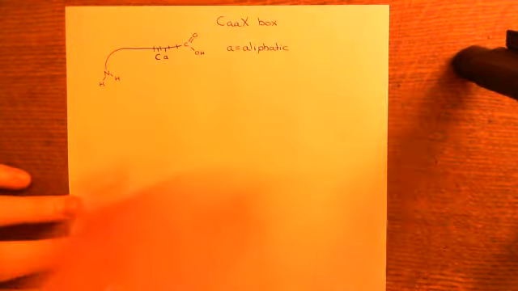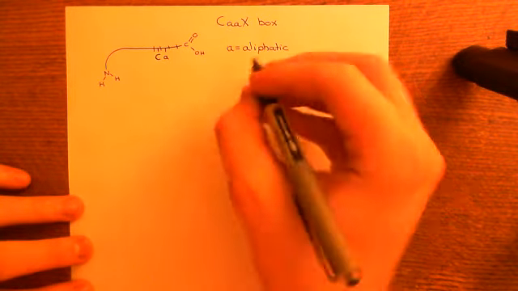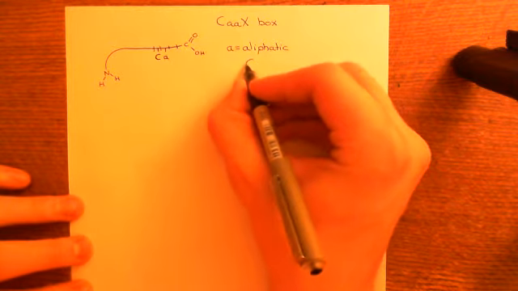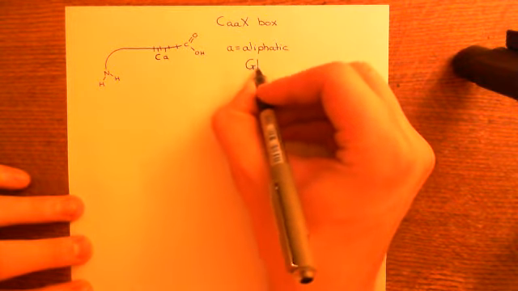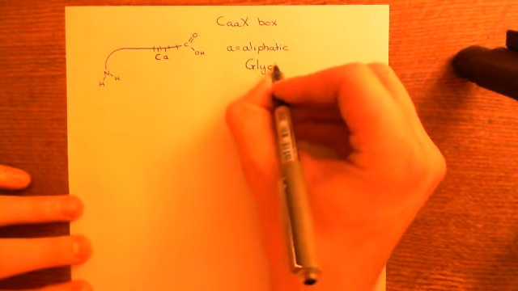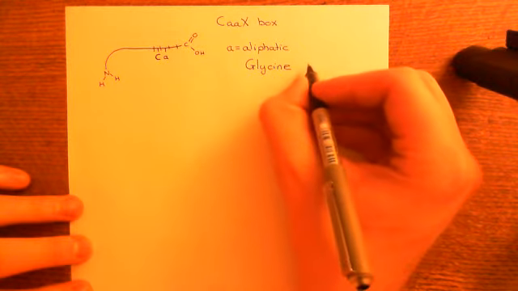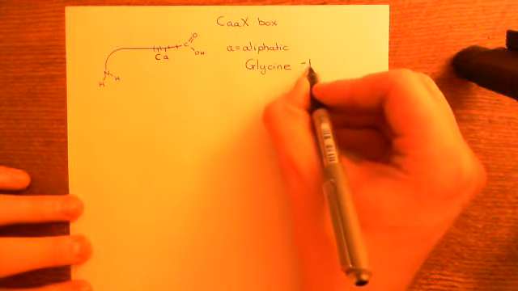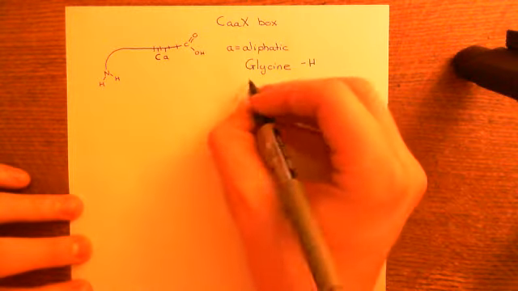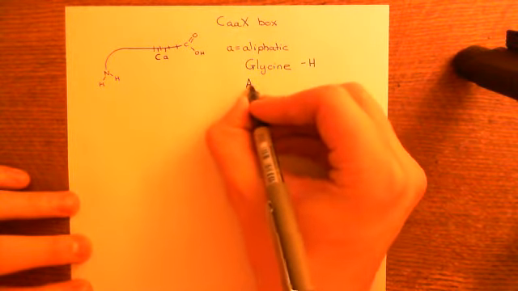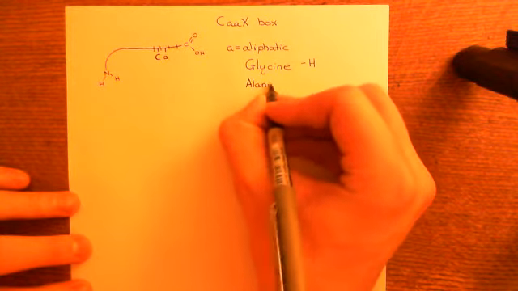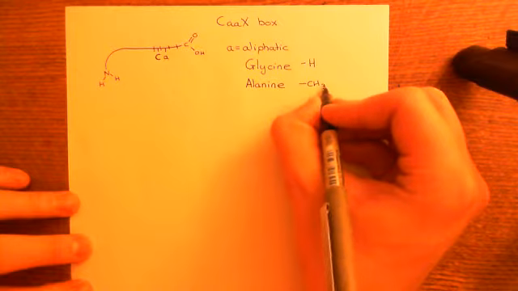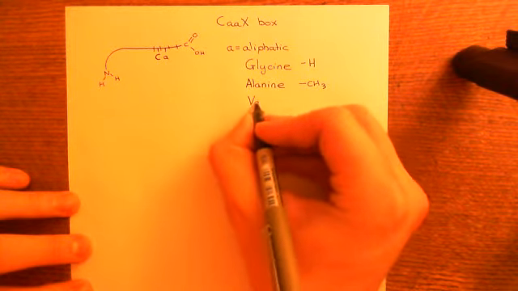Let me give you some examples of aliphatic amino acids. Now, I won't draw out the full amino acid structures, I'll just draw out their R groups, so the variable portion. Glycine is an aliphatic amino acid. It's ridiculously simple, but it is an aliphatic amino acid. Its R group is just a hydrogen atom. Alanine is an aliphatic amino acid. Its R group is a methyl group. Another example is valine.